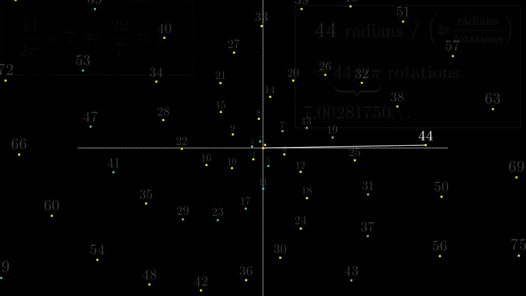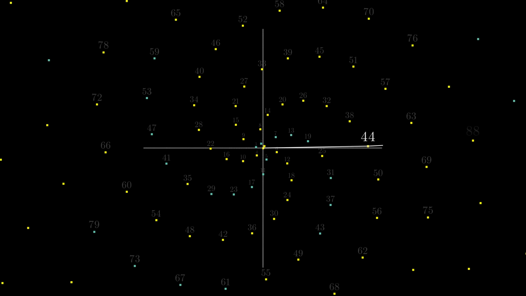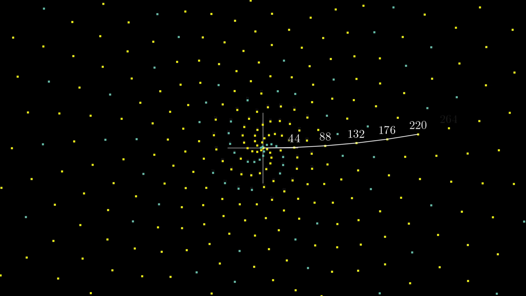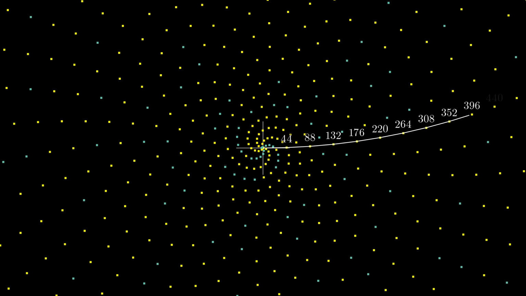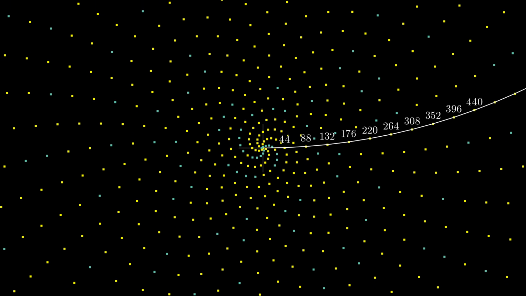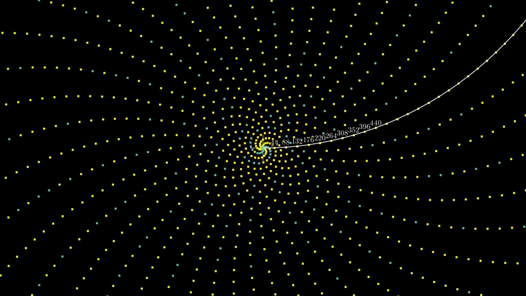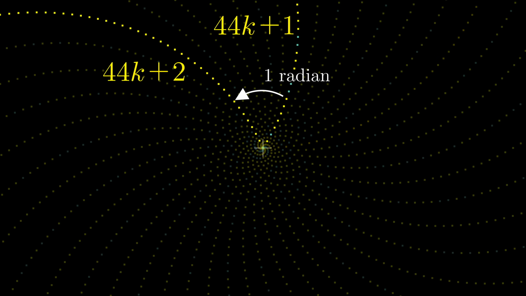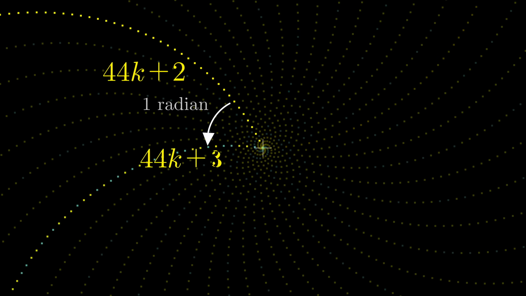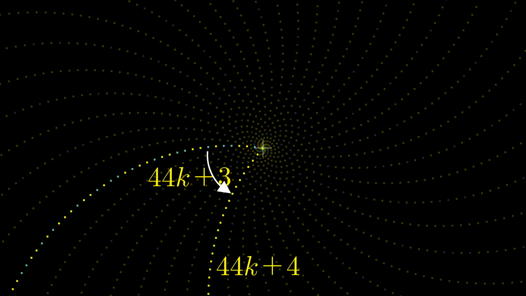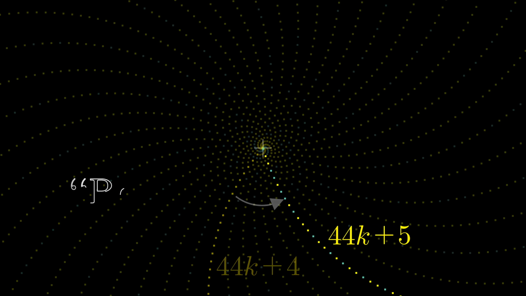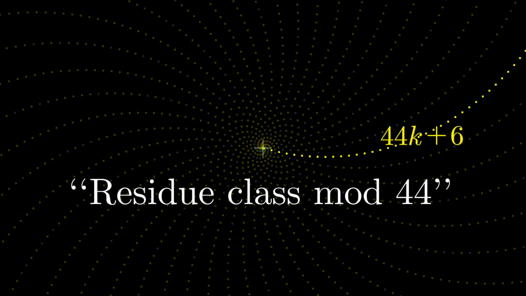What this means is when you count up by multiples of 44 in the diagram, each point has almost the same angle as the last one, just a little bit bigger. So as you continue on with more and more, we get this very gentle spiral as the angle increases very slowly. Similarly, all the numbers 1 above a multiple of 44 make another spiral, but rotated 1 radian counterclockwise. Same for everything 2 above a multiple of 44, and so on, eventually filling out the full diagram. To phrase it with our fancier language, each of these spiral arms shows a residue class mod 44.